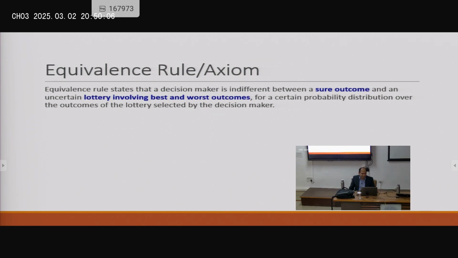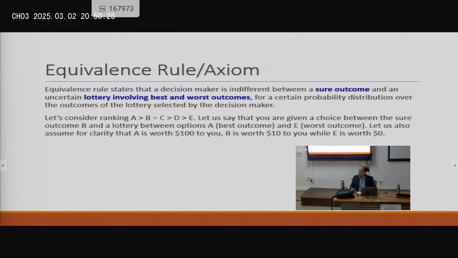We'll say the equivalence rule states that a decision maker is indifferent between a sure outcome and an uncertain lottery. Roughly speaking, in most cases, if there's an uncertain decision and a sure decision, you can find equivalence by playing with the numbers of the lottery, whether you're changing the outcomes or the probabilities. Let's look at this a little bit more analytically.